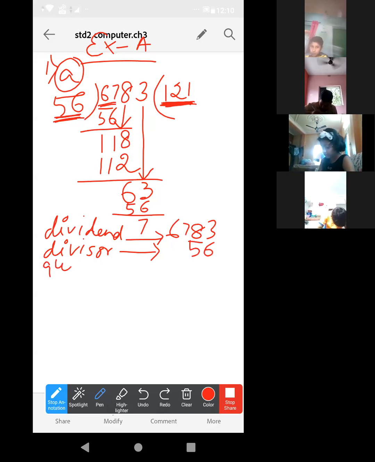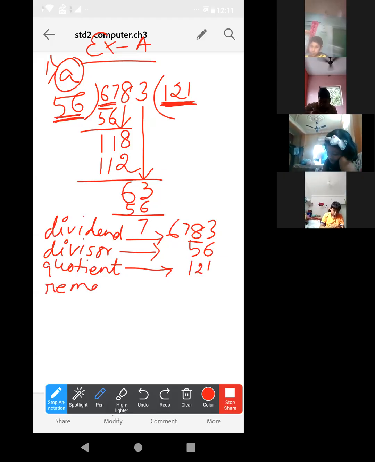Quotient, 121. Remainder. Write remainder is equal to 7. Done.